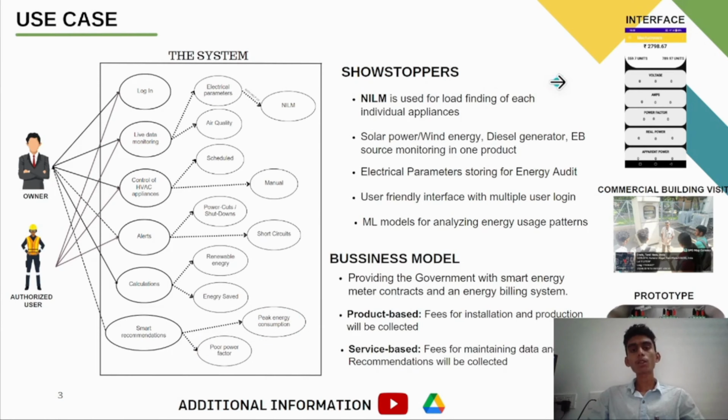Here are the showstoppers of our product. We use NILM models to identify what component is using how much electricity instead of using individual sensors. This reduces the total product cost. And we also handle solar, wind energy, diesel generator, and EV sources. All these can be monitored in one product. It eliminates the many products which would otherwise be integrated into the system.